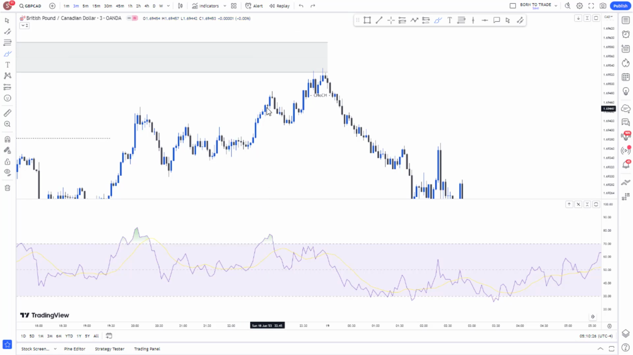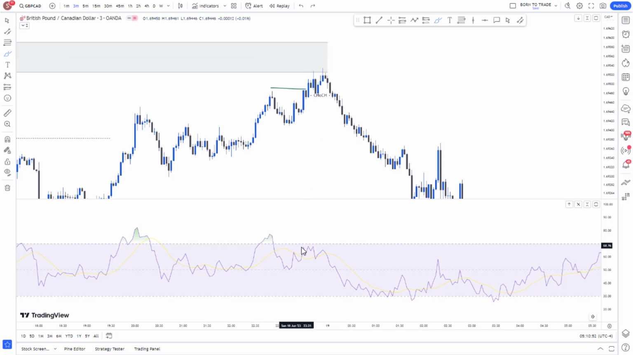Price forms the low, pushes to the upside, and you see this high being formed. Now price pushes to the upside over here, and we see the high being formed equally. Now price pushed to the downside, forming another low, and the RSI pushed to the downside, forming another low. Now look over here, price pushed to the upside, forming a high.